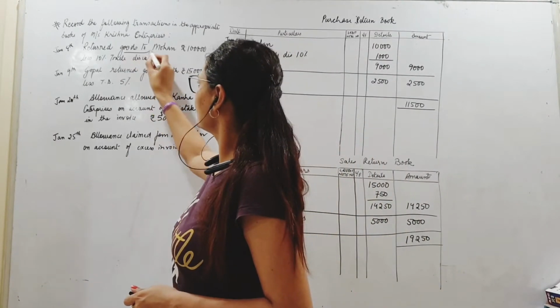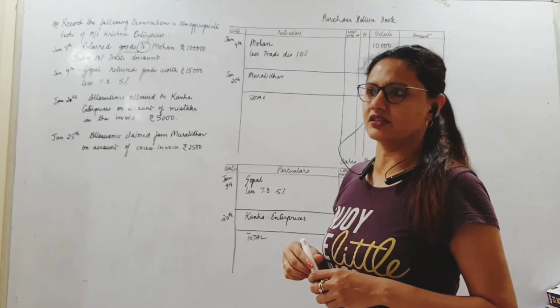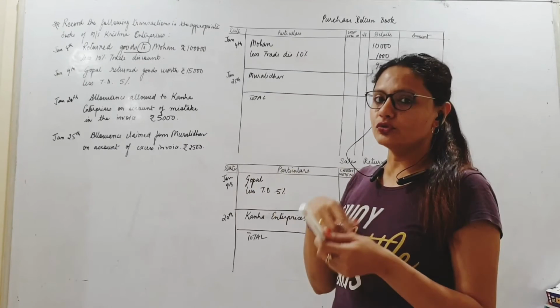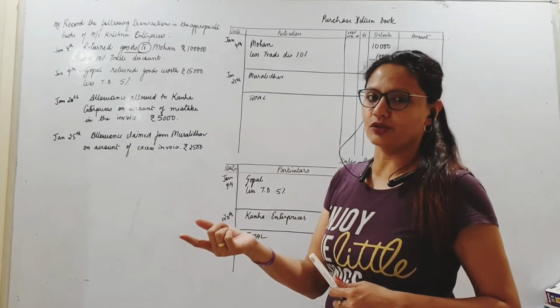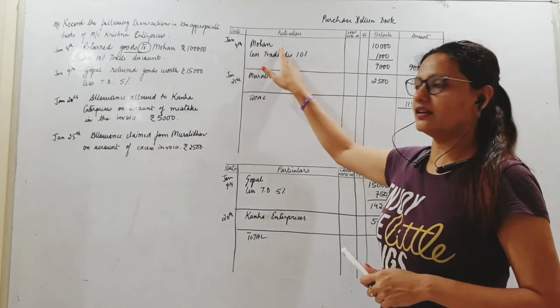In such cases, the only thing you have to take care of is whether this is purchase return or sales return, so that we put it in the correct book. Return goods to. So you are returning goods to Mohan. This is obviously purchase return. So Mohan was my creditor, so I put his name here.